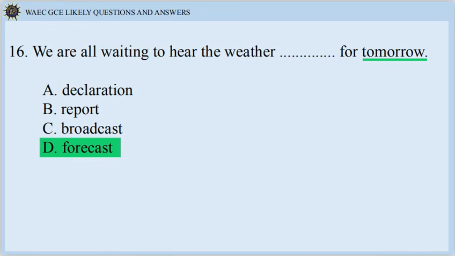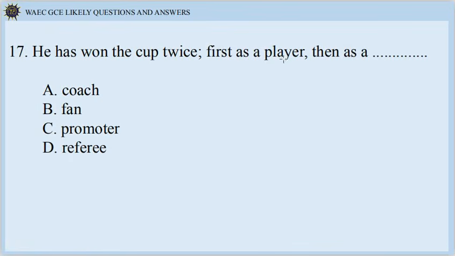17. He has won the cup twice, first as a player, then as a dash. A. Coach. B. Fan. C. Promoter. D. Referee. Coach in option A is a person who trains and directs a team.